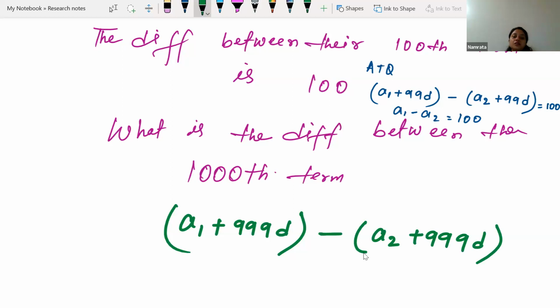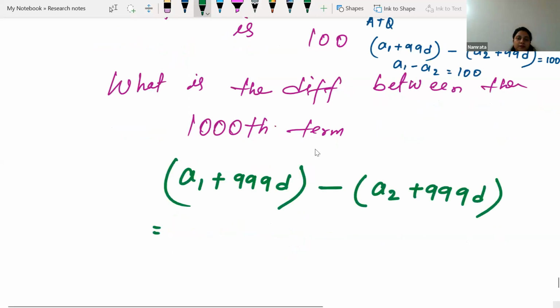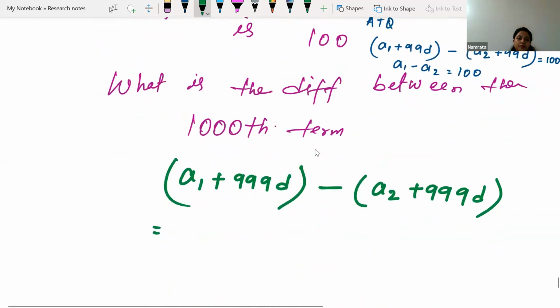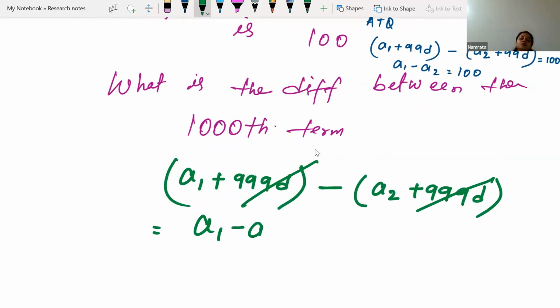So let's try to simplify it. We will have A1 plus 999D minus A2 minus 999D. These two will cancel each other out. We will have A1 minus A2, and that value we already know is 100. So we got the difference between the thousandth terms.